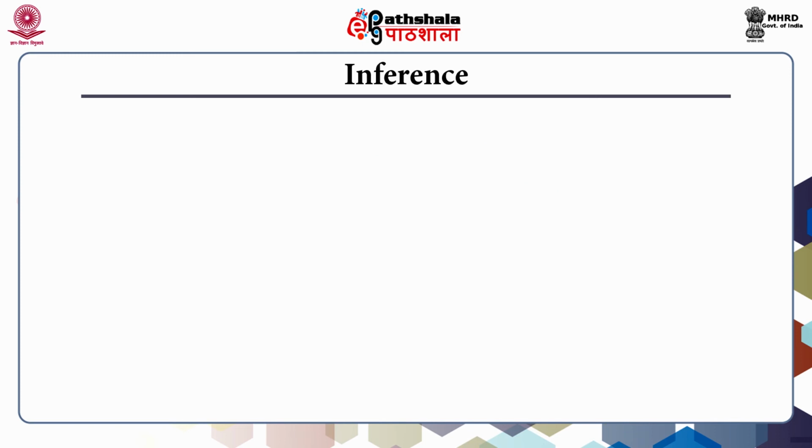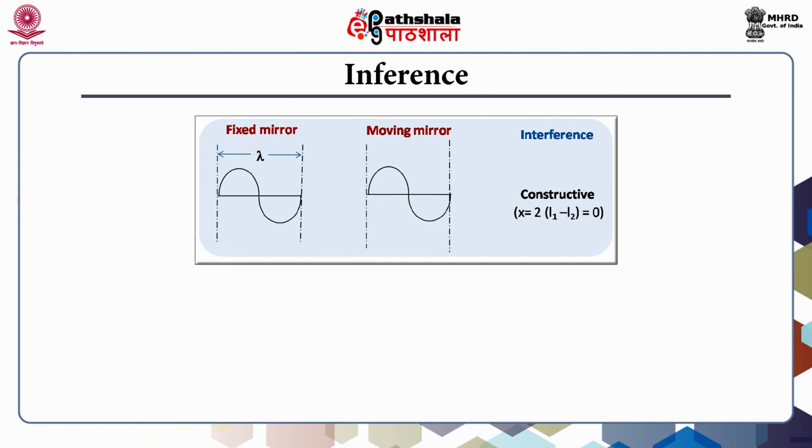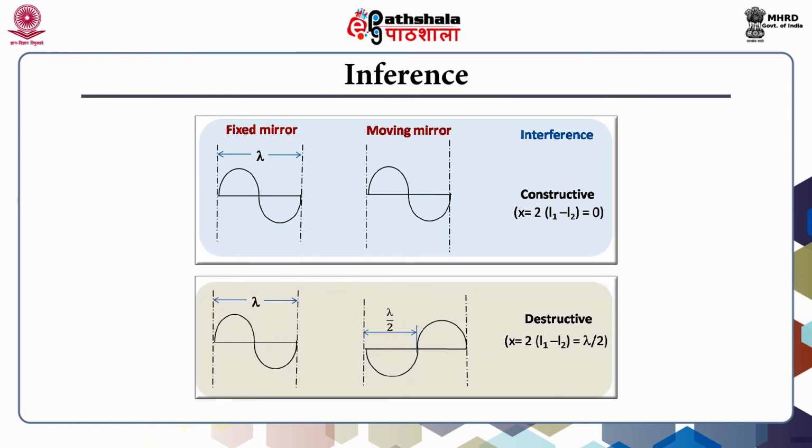Let us assume the distance between the beam splitter and fixed mirror is L1, and the distance between the beam splitter and moving mirror is L2. I will explain this by taking two different cases. In case 1, if L1 is equal to L2, then the path length covered by radiation from the beam splitter to the fixed mirror and back to the beam splitter is the same as the path length covered by radiation from the beam splitter to the moving mirror and back to the beam splitter.